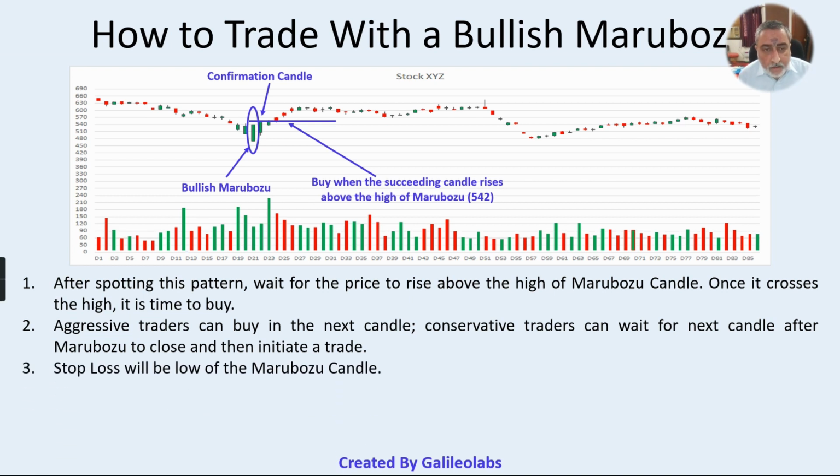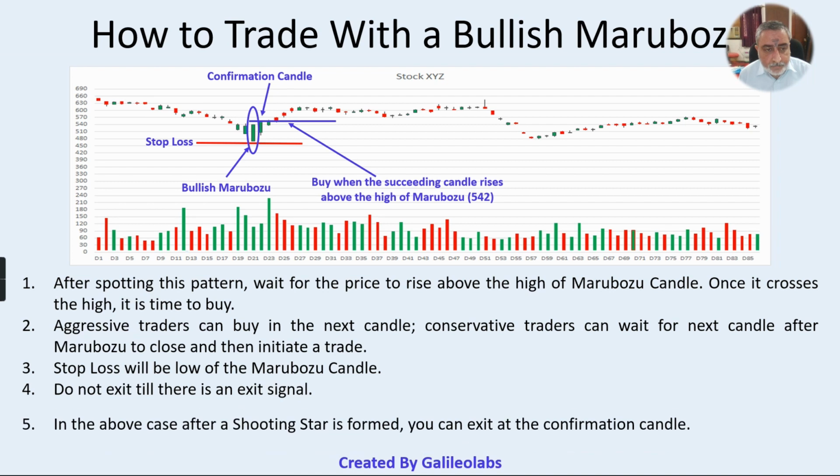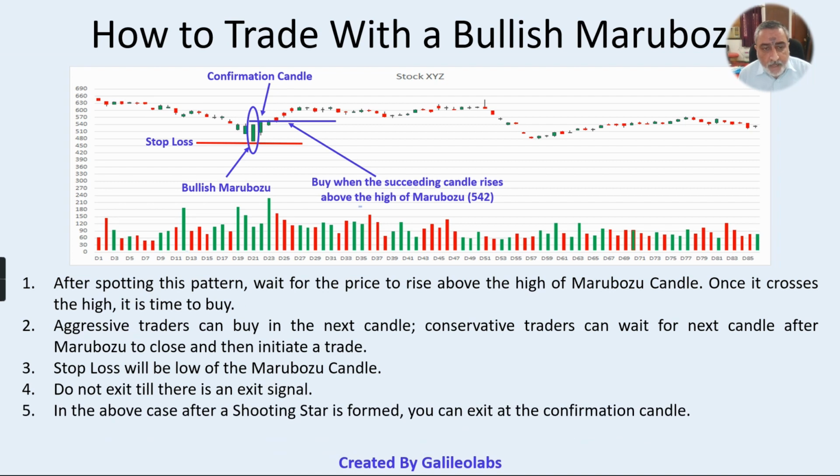Stop loss will be the low of the Marubozu candle, so this is the stop loss, and do not exit till there is an exit signal. In the above case, after a shooting star is formed, you can exit at the confirmation candle. So this is the shooting star which has formed, and we can take an exit at the next candle because the prices have started to drop. So our exit will be at around 598.